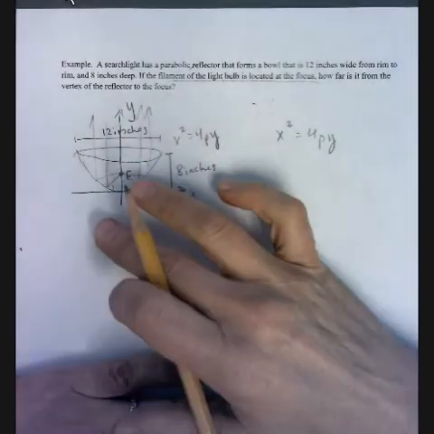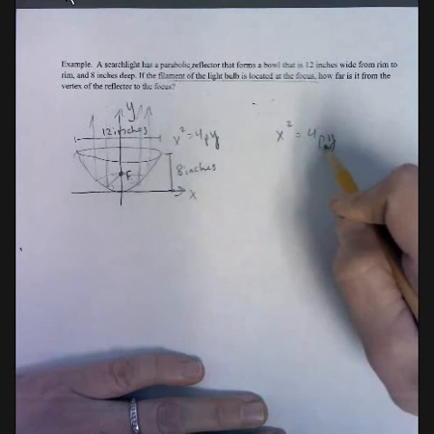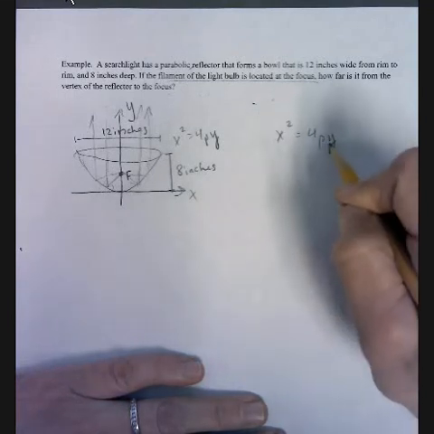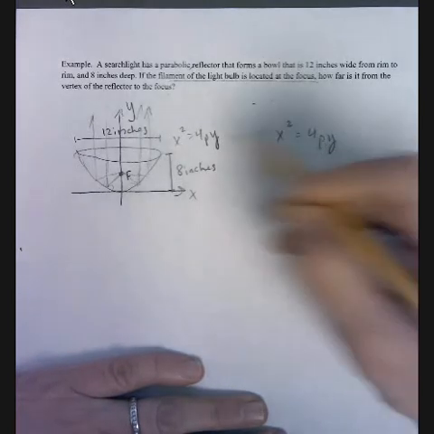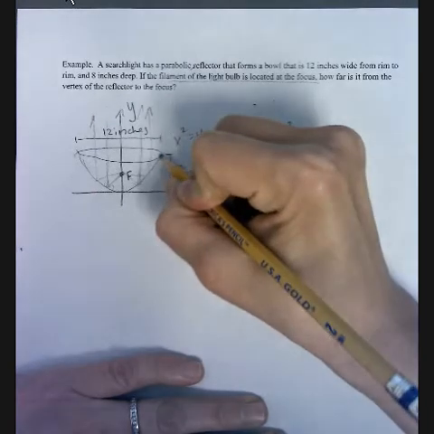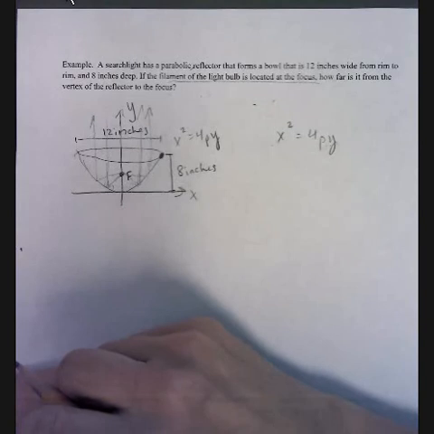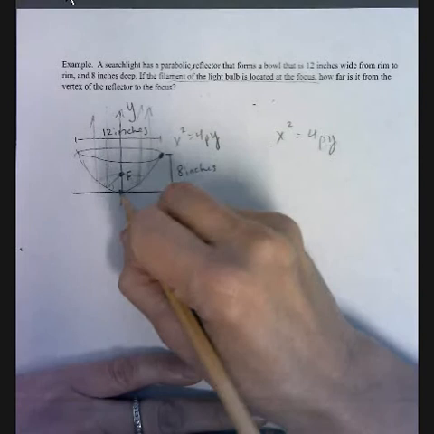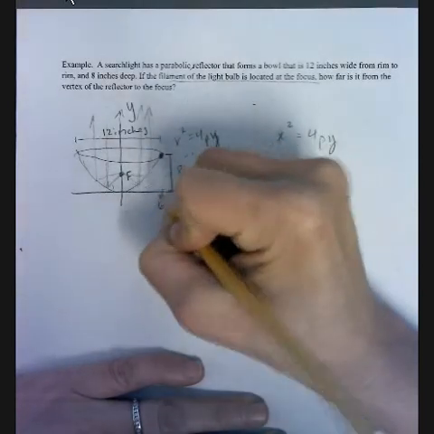So we need to find p. How can we find p? Well, we need x and y. Do we have enough information to find x and y? And the answer is yes, we do, because we know these dimensions. Think about what this point would be on the rim of this reflector. So the x coordinate would be 6, and the y coordinate, you'd go up 8, 6, 8.